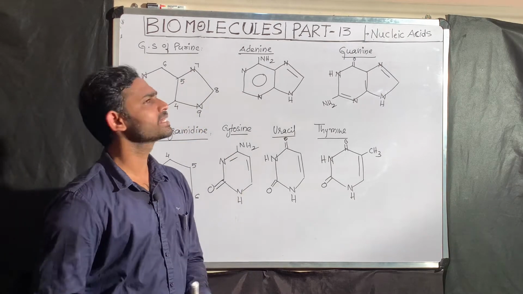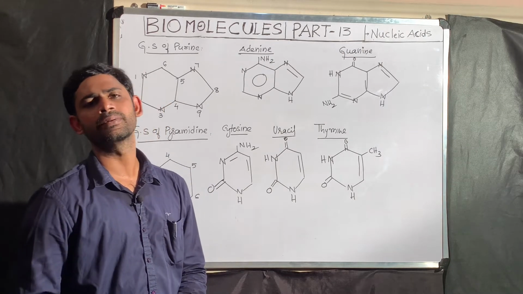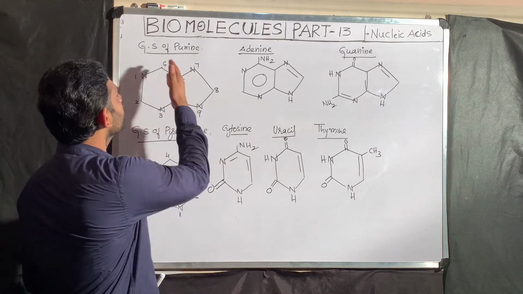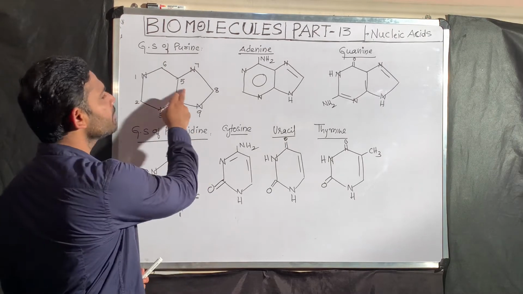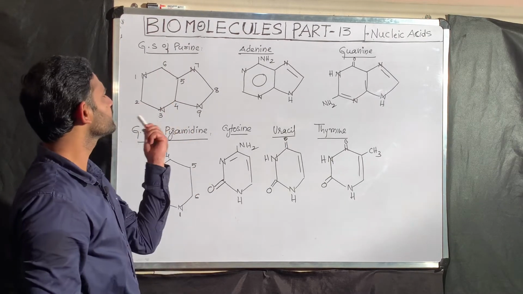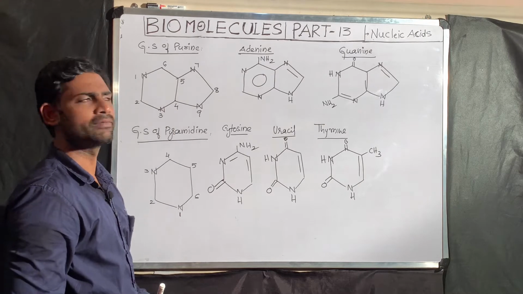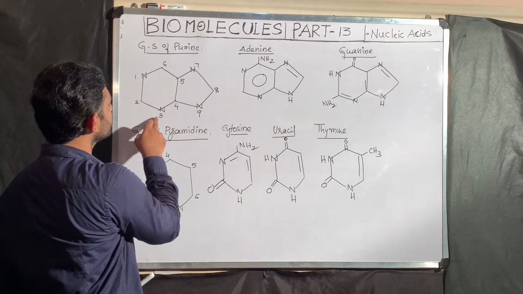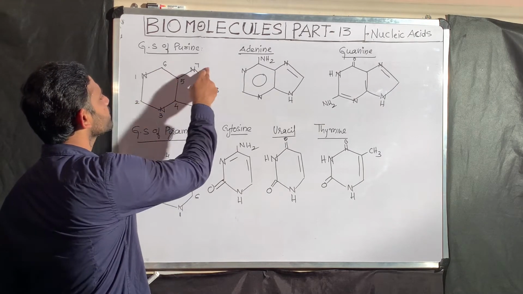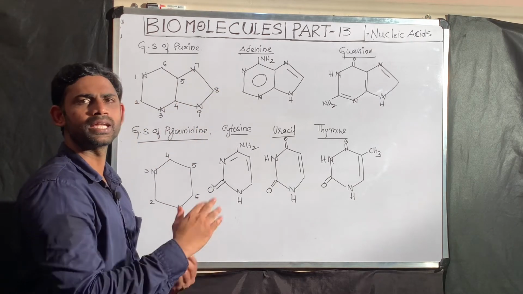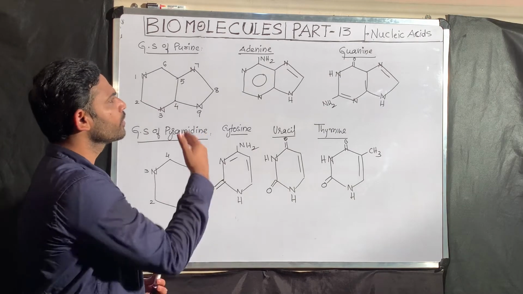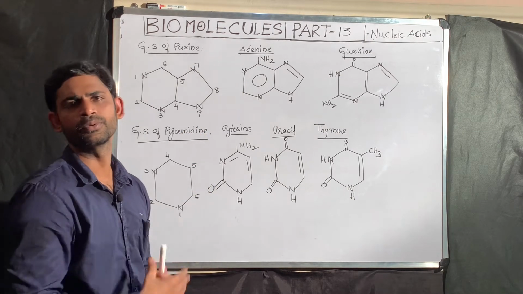Now come to the structure of the purines and pyrimidines. What you are seeing is a general structure of the purine. See, this is a double membered ring representation, and the numbering I have given like this: 1, 2, 3, 4, 5, 6, 7, 8, 9. These purines include two types, adenine and guanine. Now we are going to give the chemical names of these purines.